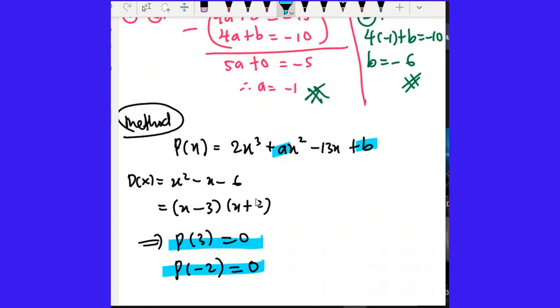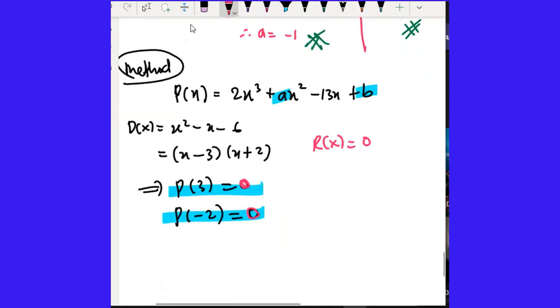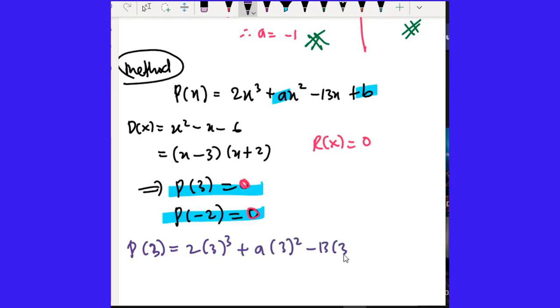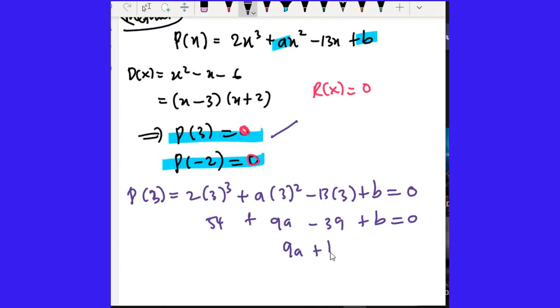You kena tahu, divisible by maknanya ini dia punya remainder is equal to 0. Masuk ke dalam ni. So kita bisa bukti macam tadi. Tak apa, saya show lagi sekali. Terus P of 3, masukkan je: 2(3 cube) plus A(3 squared) minus 13(3) plus B is equal to 0. Okay, so 27 times 2, 54 plus 9A minus 39 plus B is equal to 0. Jadi one equation: 9A plus B is equal to negative 15. Settle. Satu lagi masuklah P of negative 2.